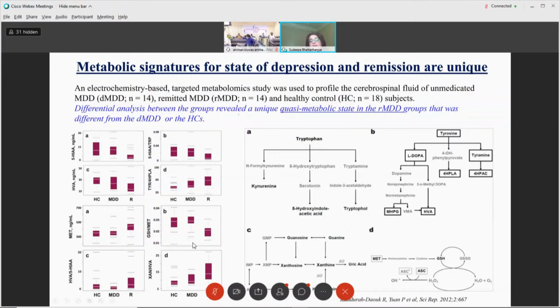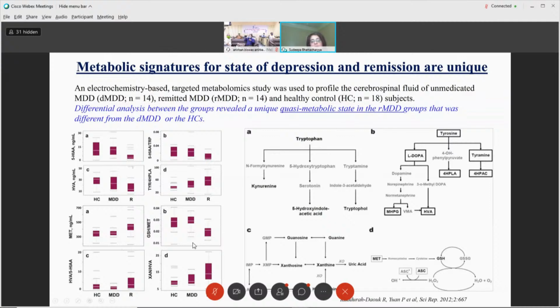So the study revealed a unique quasi-metabolic state that exists in these people that can be associated with two things, right? Either they represent the cause of the disease, or they can also say something about why some of these people go back or relapse with the disease.